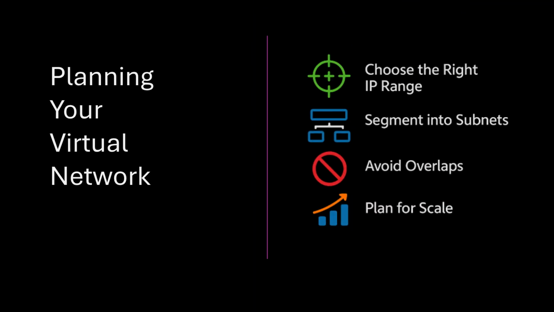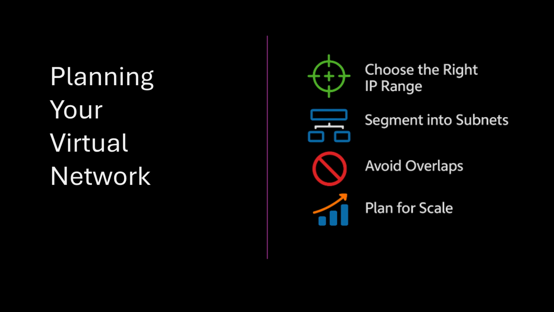Before you hit that create button in the Azure portal, pause and take a moment to plan your virtual network carefully. Solid planning now saves you from future headaches like IP address conflicts, wasted address space, and painful redesigns down the road. Start by choosing the right IP range for your needs. Think about how large your network might grow. For enterprise-scale environments, you might reserve a broader range. For test environments, a smaller range will do. The goal is to right-size your network from the start.